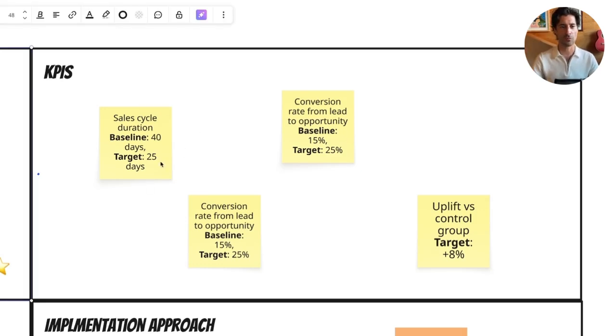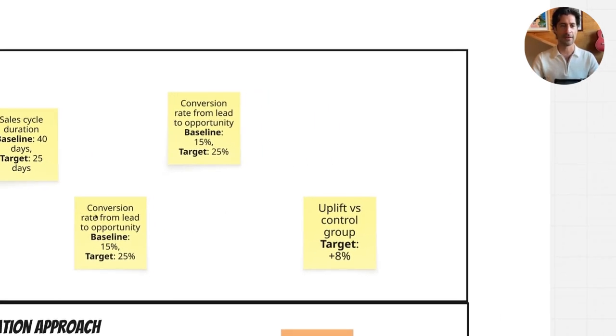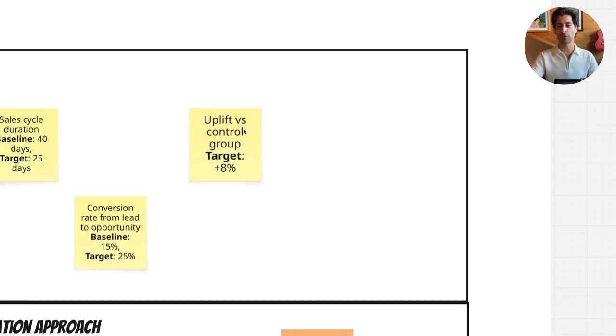To quantify that, we want to get the sales cycle duration from where it's right now, which is 40 days, to about 25 days. The rate from lead to opportunity should go from 15 to 25%. And then something that we'll talk about later is they'll roll it out as a pilot, which means there is a control group. So you'll have a group that will work with a new process and another group that will work as a control. And so you want to measure both against each other. And for that, they determined an 8% uplift from the control group to the group which is using the AI process.